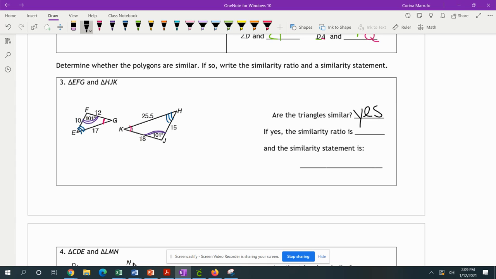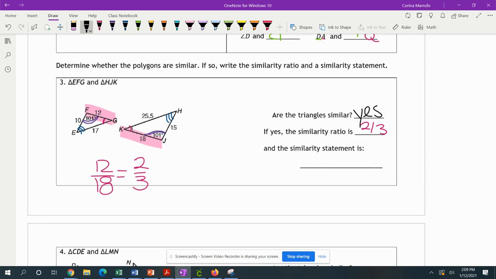If yes, write the similarity ratio. Okay, so the similarity ratio, when we're comparing, we're going to take one of the sides. So say I'm taking from F to G, that's going to be the same. I'm going purple to pink. This one's going to be the same, purple to pink. Okay, so it's going to be 12 over 18. That's my similarity ratio. If I reduce that, that reduces to 2/3. So here I'm going to write 2/3. And then it says, and the similarity statement is.